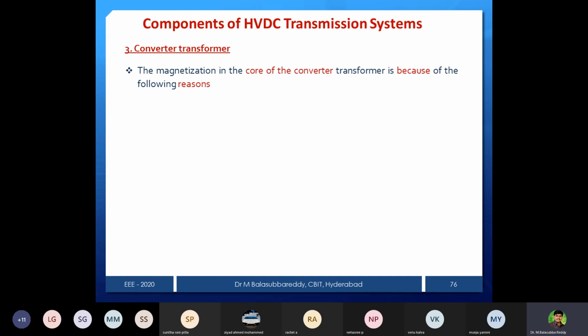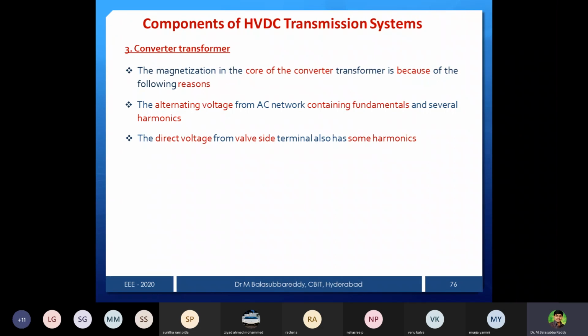And the magnetization in the core of the converter transformer is because of the following reason: the alternating voltage from the AC network contains fundamentals and several harmonics. So obviously harmonics will be injected, of different orders. I already mentioned in the introduction class what the AC harmonics and DC harmonics are. All these are given as a formula: h = np and np plus or minus 1. All these give the different orders of the harmonics.